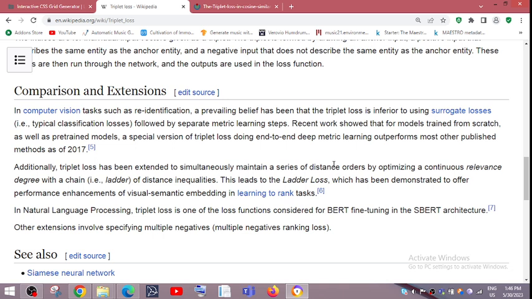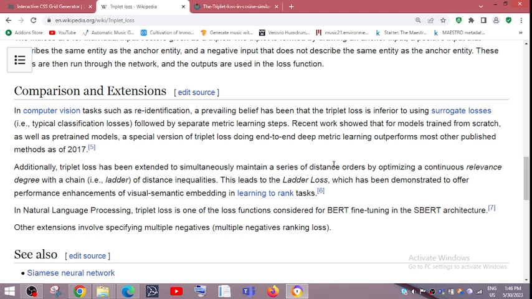Because when a new person is added to the database, it needs to be handled differently. We are not going to classify it, we are identifying it. Identifying and classifying are two different things. We are seeking the similarities using the triplet loss.